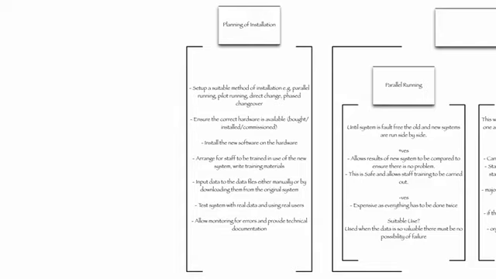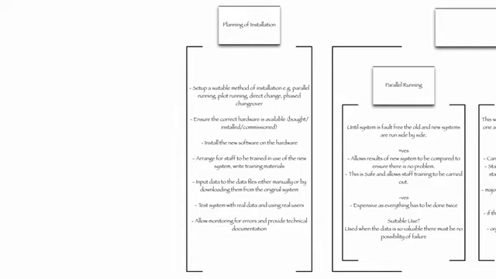So we've got to plan the installation. We need to set up a suitable method of installation. So we've got different types of installation methods. We've got parallel running, pilot running, direct change and phase changeover. We'll look at each of those in a moment. We need to ensure the correct hardware is available that is being bought, installed or commissioned. So all the correct hardware is in place.